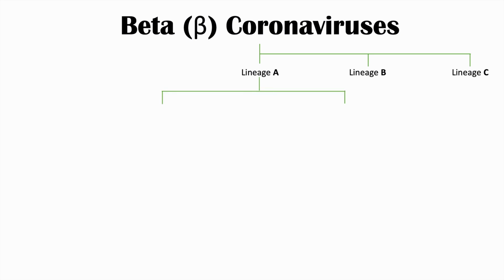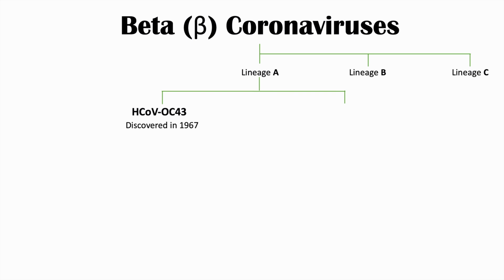The next group that we're going to talk about are the beta coronaviruses. The beta coronaviruses actually have three lineages, lineage A, B, and C. The first lineage we're going to talk about is lineage A. So in lineage A, there are actually two beta coronaviruses that cause disease in humans. The first one is human coronavirus OC43.